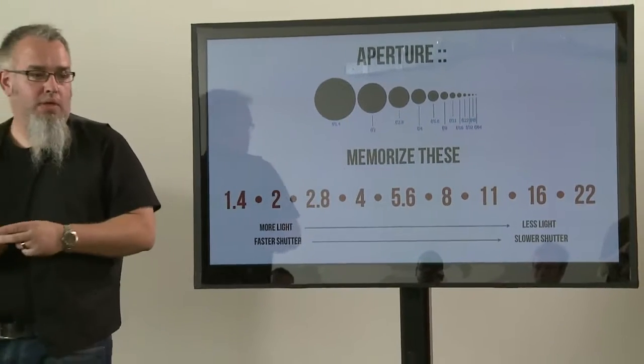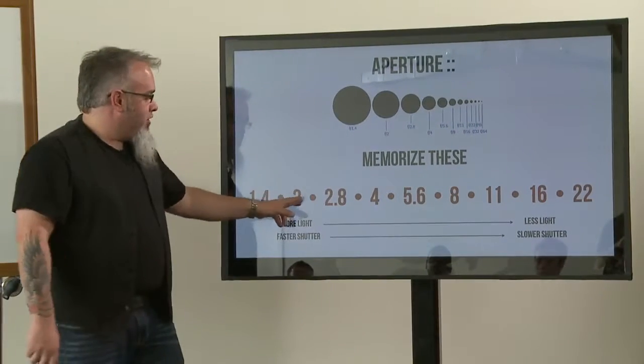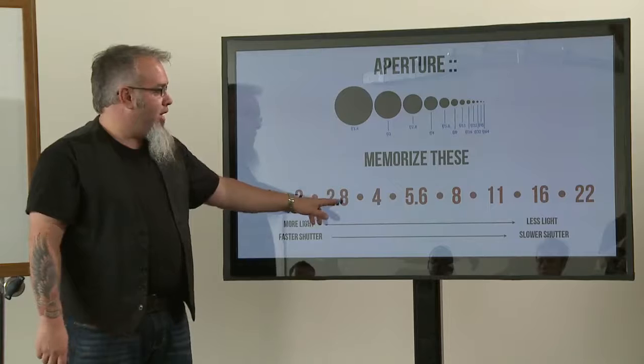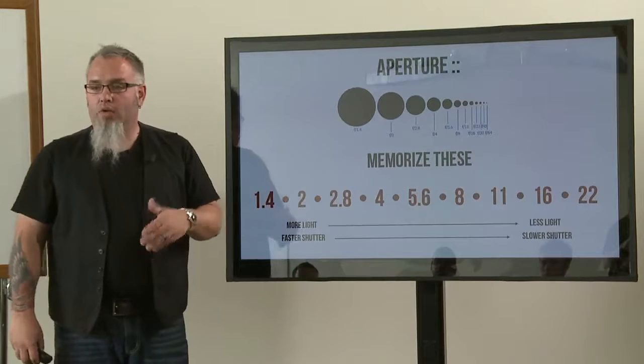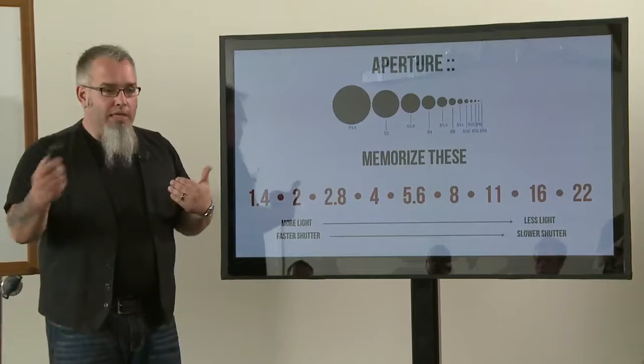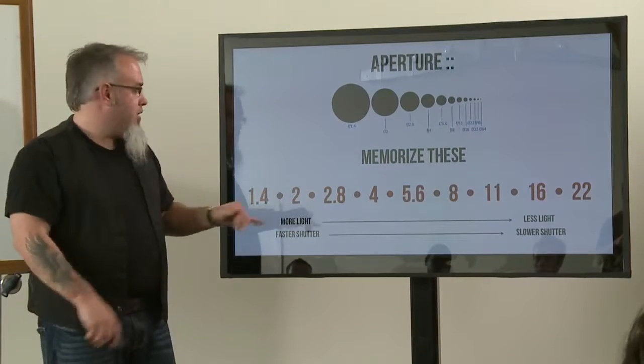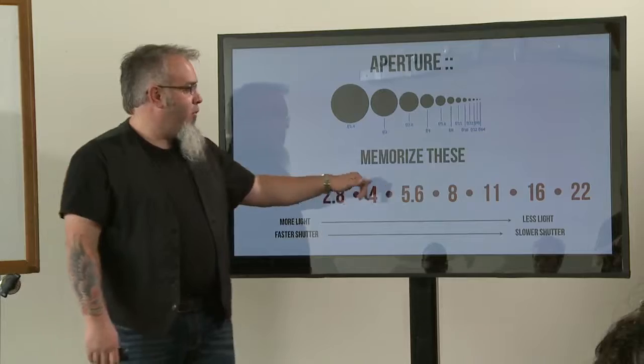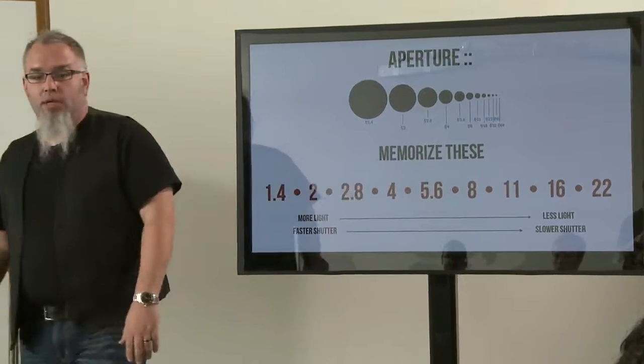It's the amount. And as you open up in full stops, you are allowing twice as much light in or half as much light, all right? You're doubling the light or you're halving the light. And 1.4, 2, 2.8, 4, 5.6, 8, 11, 16, 22.